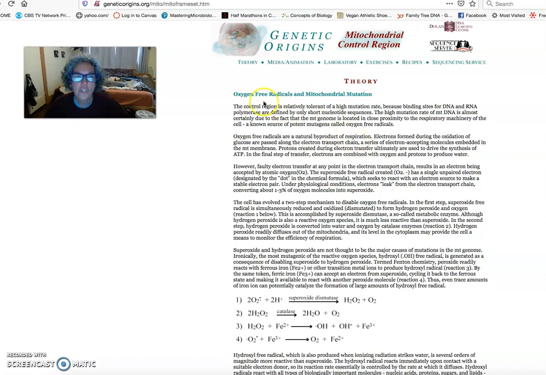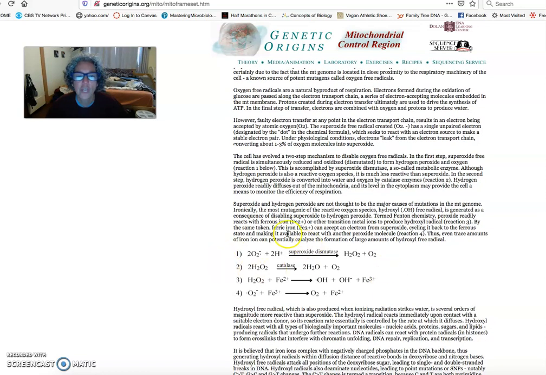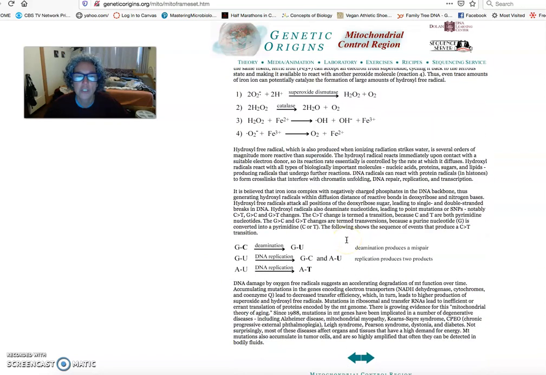And why this region? Oxygen-free radicals. We know that the mitochondria is the organelle where cellular respiration reactions like the citric acid cycle and electron transport take place. Because of that, during those electron transfers, we create radicals, and those radicals can damage DNA. So instead of having base pairing that's normal, like a G and C, the cytosine nucleotide gets damaged, it becomes a U. That is not a correct pairing.